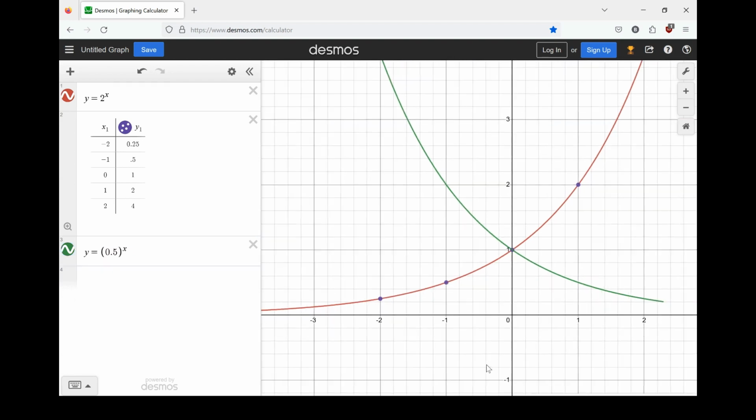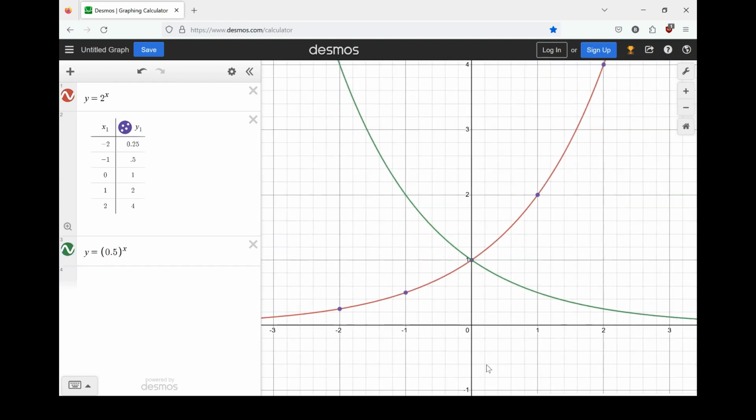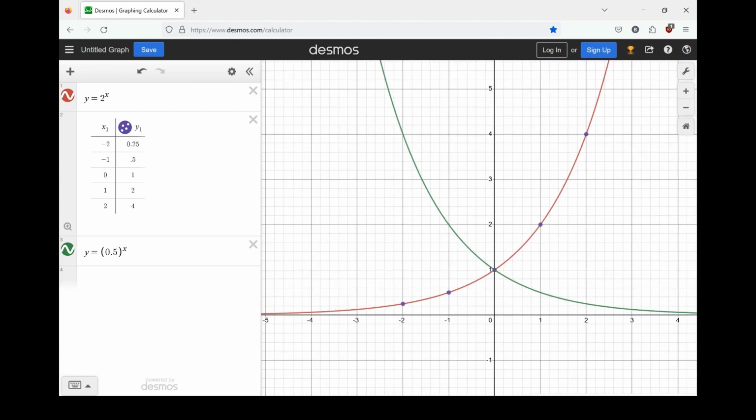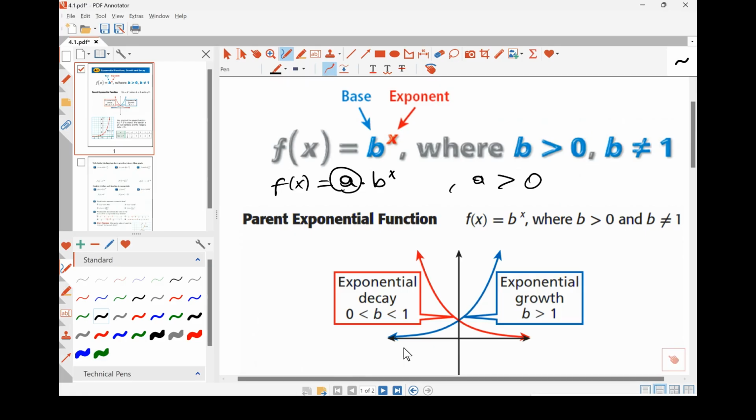So here is my function. The red one is exponential growth, 2 to the power of x. The green one is the exponential decay function, 0.5 to the power of x. So those are exponential functions, growth and decay. Let's continue and see how we identify exponential functions in the examples.